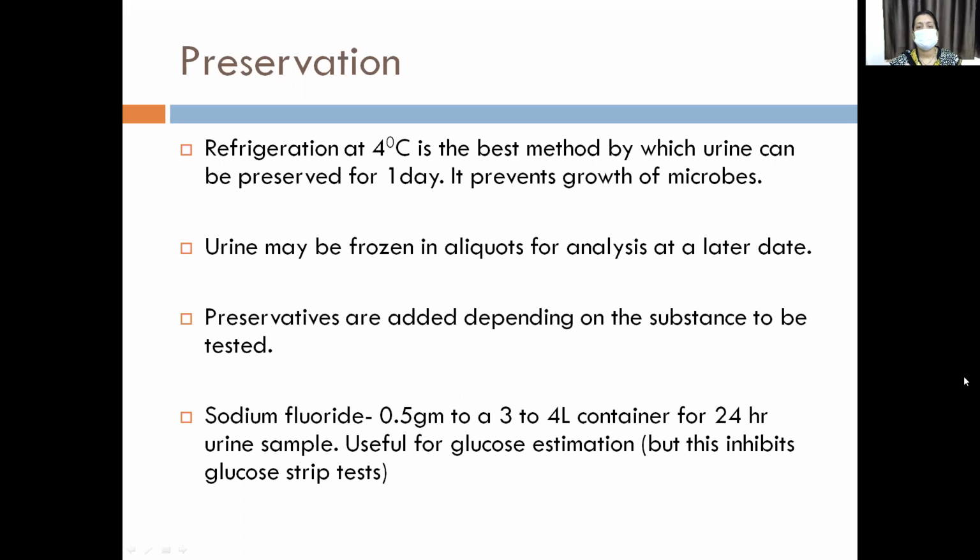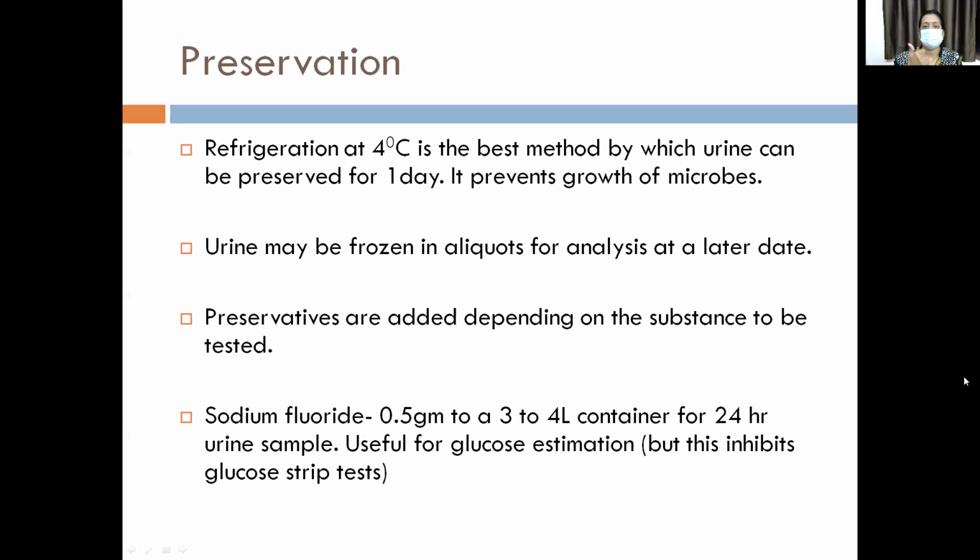If you want to extend the time to test, you have to add some preservatives. Usually, urine is preserved at 4 to 6 degrees, which means a normal refrigerator. You should not freeze it. That can preserve the urine for 1 day. Sometimes, if you want it to be used for multiple purposes, you can keep it in a frozen state in aliquots. Aliquots means small test tubes; this is called aliquoting.